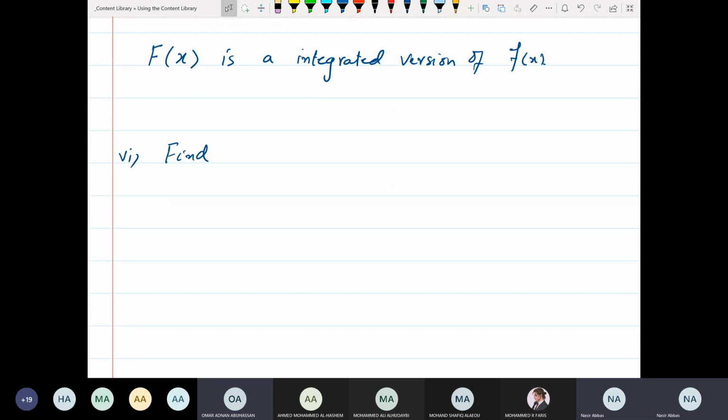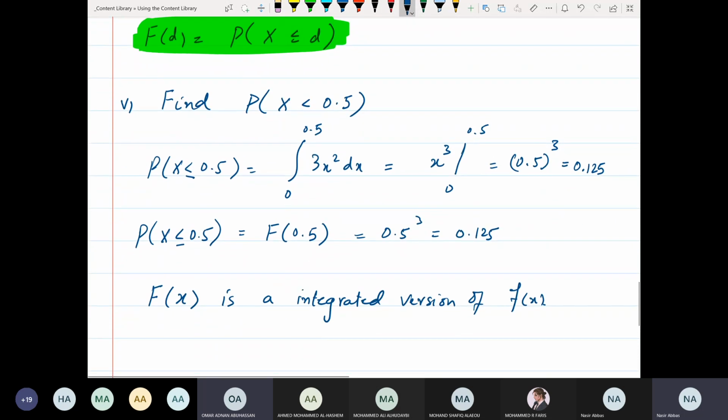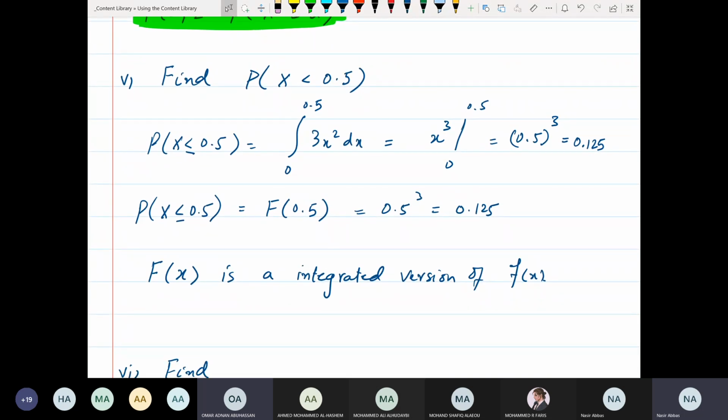Let me see if I understood your question. You're trying to find the probability of X equals 0.5. Is it? No. What's the difference between the probability of X less than or equal to 0.5 and the probability of X less than 0.5? No difference. They are the same. I told you that there are two methods to find this probability. You can find this probability by two methods. Both of them will give you the same answer. Yes, it's clear. Any other question?